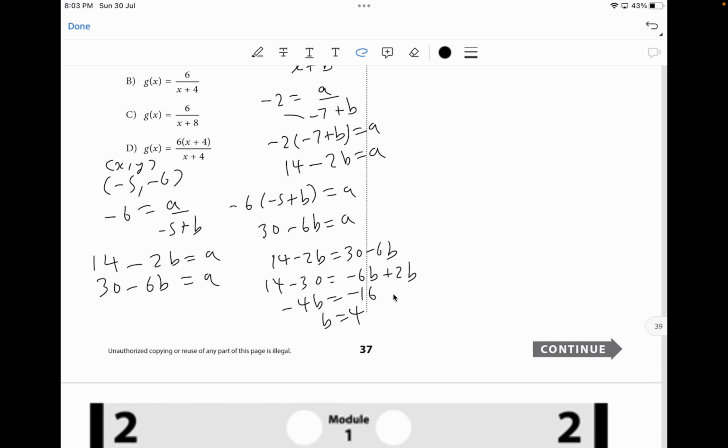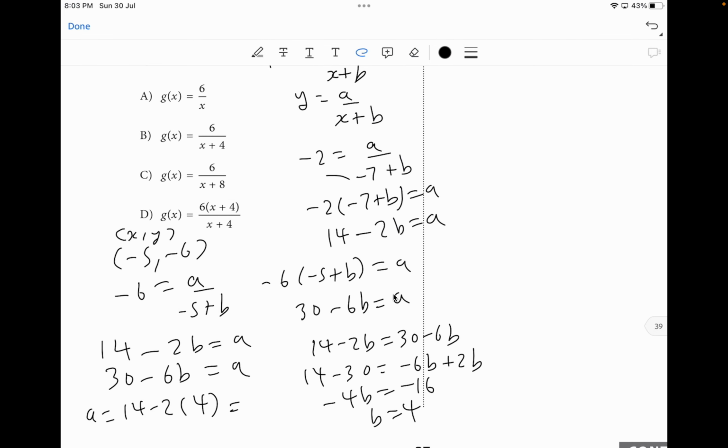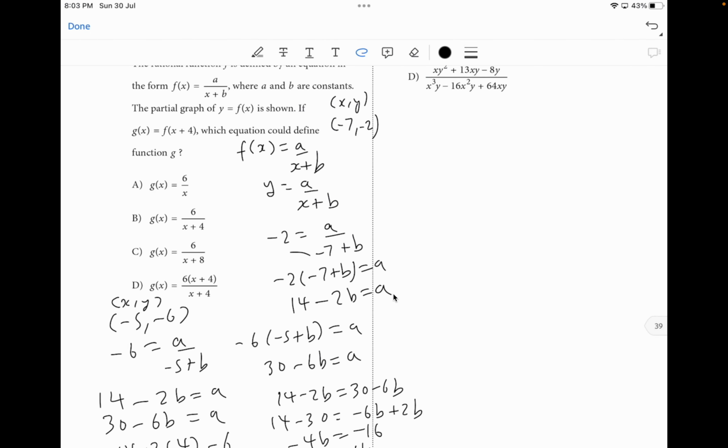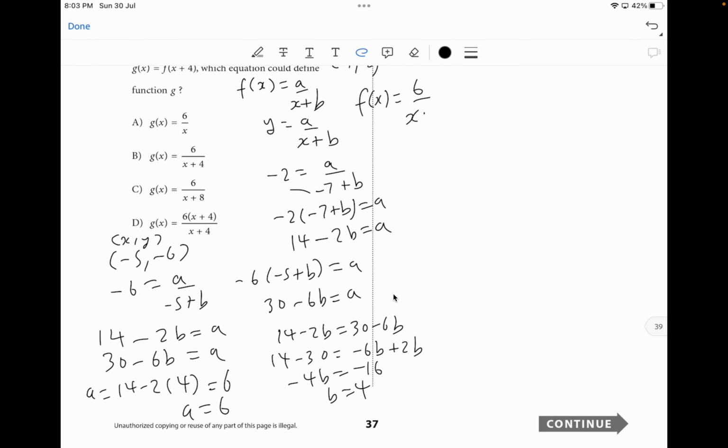B is 4, and your A value is going to be A is equivalent to 14 minus 2 brackets 4. So 14 minus 2 brackets 4 in the calculator. Actually, we're giving you the value of A as 6. So A is 6 and B is 4, and we've just found it out. We know that since this is the equation, f of x is equivalent to 6 divided by x plus 4.